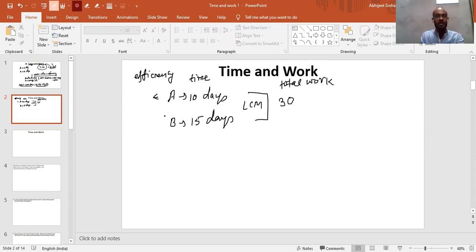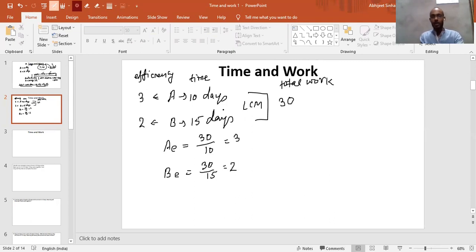So what will be A's efficiency that we will write? Let me calculate here. If the total work is 30 and the time taken by A is 10, the efficiency will be 3 units per day. And similarly for B, the efficiency will be 30 upon 15, which is nothing but 2 units per day. So here I'm writing the efficiency of A and here the efficiency of B. Time into efficiency gives you the work, work upon time gives you the efficiency, and work upon efficiency gives you the time, right? So this is the relation between time, work and efficiency.